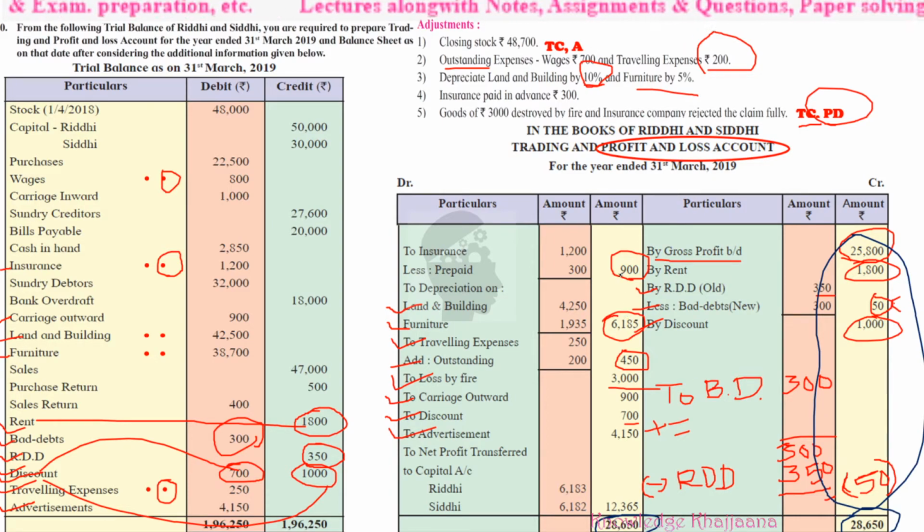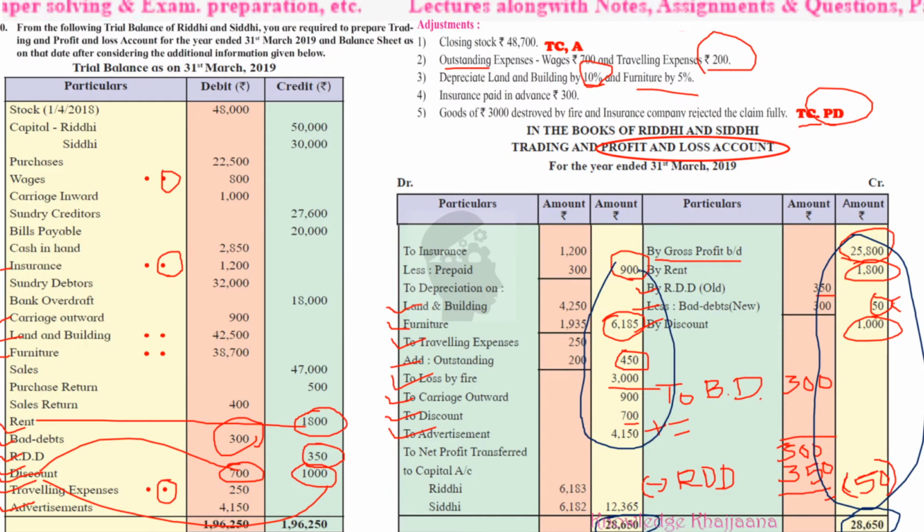Then what we will do, we will simply do the total of all these items from here, insurance up to the advertisement expenses, and whatever is the total, that total should be deducted from the final total, that is 28,650, and we will get one amount, that is net profit. And what is the net profit? Rupees 12,365. Okay, so rupees 12,365 is the net profit.